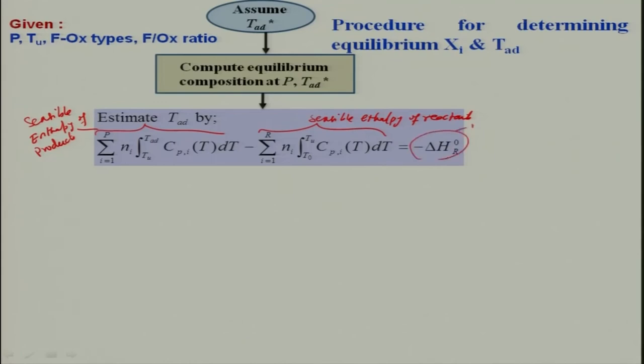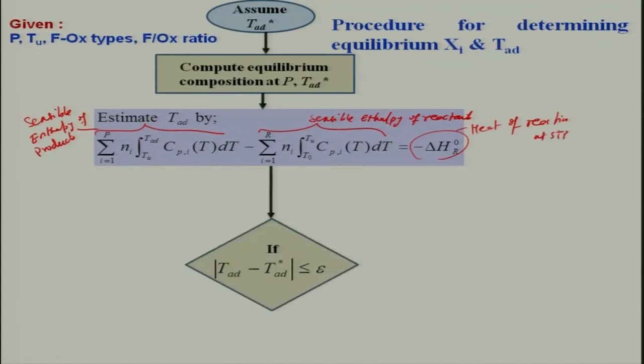This is the heat of reaction at STP, right. And then by this you will find out T adiabatic, because you will have to integrate. Keep in mind, this Cp is a function of temperature. That you will have to plug in and then integrate. That integration is not that easy. The way we did the example is not the way. There you will have to integrate, because for the various temperature ranges you will have to use different Cp values. I had shown that, I think, right. And then you will have to find it.